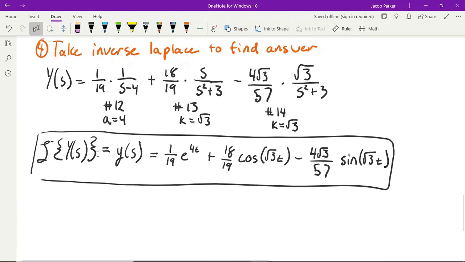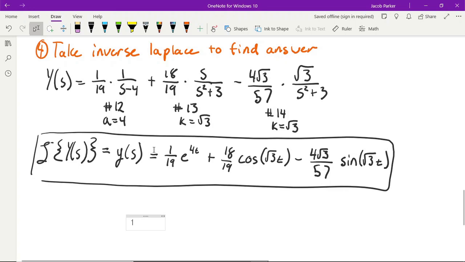And then when you plug everything in, you get y of s is equal to 1 over 19 e to the 4t plus 18 over 19 cosine of square root of 3t minus 4 square root of 3 over 57 times the sine of the square root of 3t.